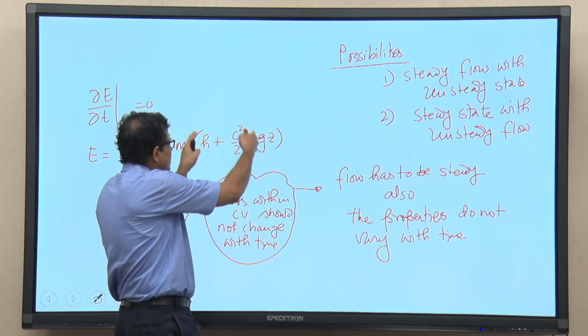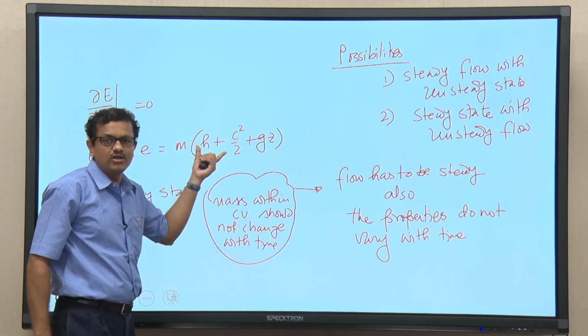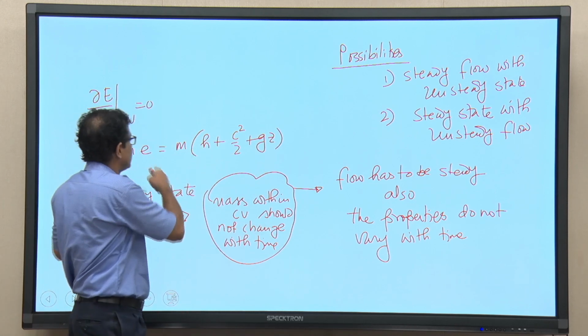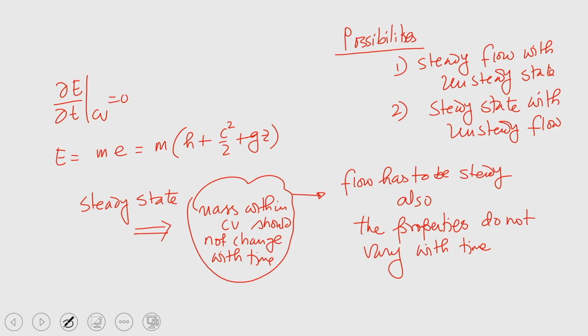Here, the properties are varying with time, in that case d/dt CV will not be equal to 0. So, for this case also dE/dt CV is not equal to 0, because the state is steady, but the flow is unsteady. Maybe this quantity is not changing with time, but mass will change with time.